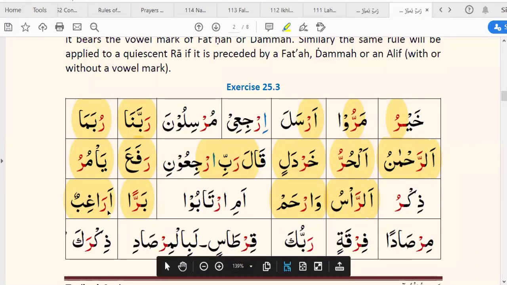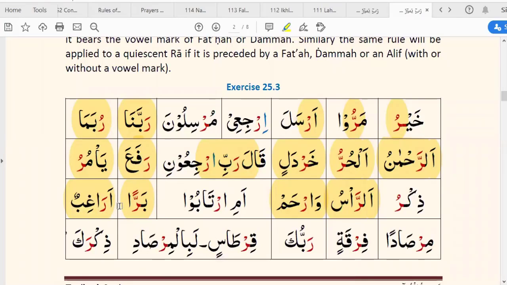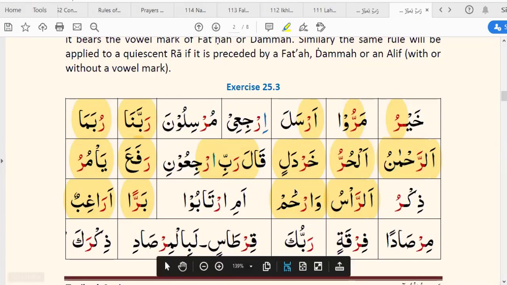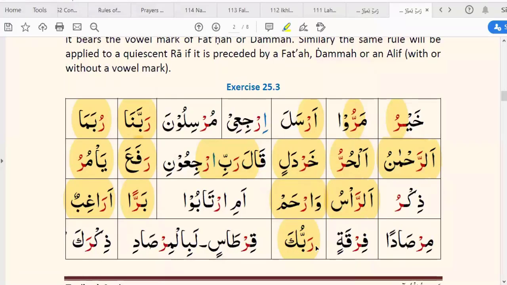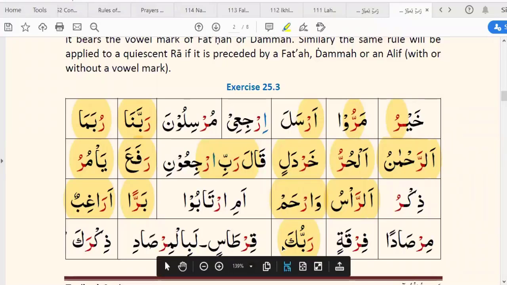Over here again, Ra with a fatha, and before that Alif with a fatha stroke. Araghibun. أراغب. Well done. Let's do this last example over here, and we have letter Ra with a fatha stroke. Rabbuka. ربك. Well done.